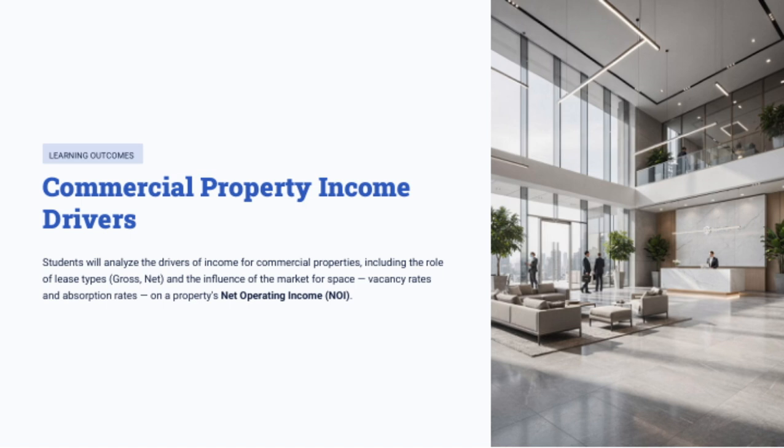Next, the market for space plays a crucial role. Vacancy rates tell us how much space is unoccupied, which directly impacts potential rental income. Lower vacancy rates generally mean higher income because more space is leased out. Absorption rates, on the other hand, show us how quickly available space is being leased over time. Fast absorption suggests a healthy demand, which tends to boost a property's net operating income, or NOI.